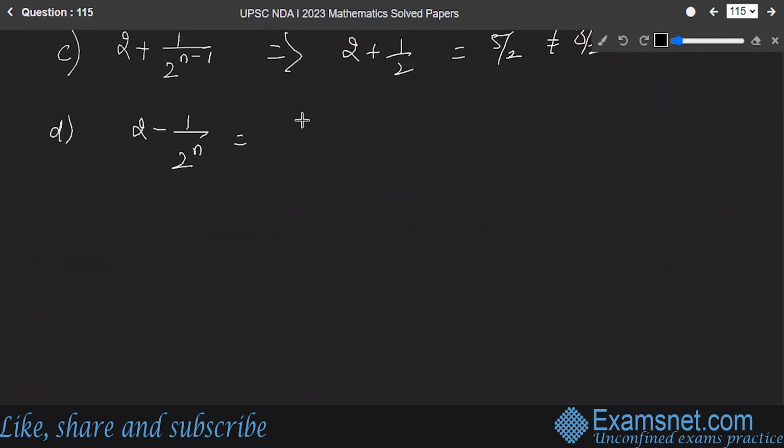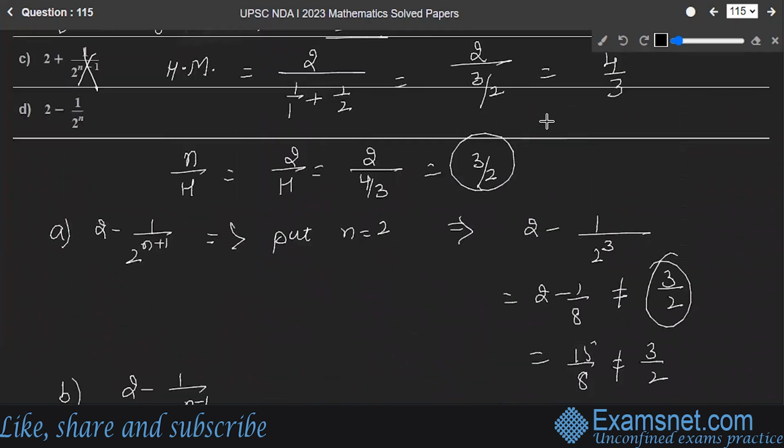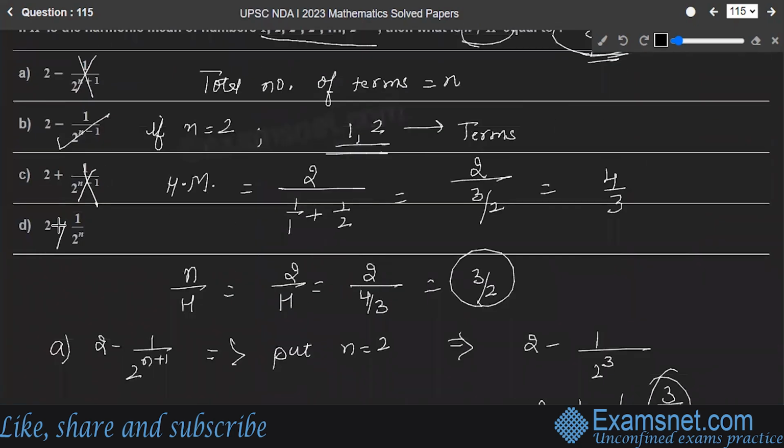So let's put n is equal to 2. So you will have 2 minus 1 upon 2 raised to power 2. That is equal to 2 minus 1 upon 4, which will give you 7 by 4. That is not equal to 3 by 2. So definitely we don't have A, C, and D as the answers. Option B stands to be the correct one.